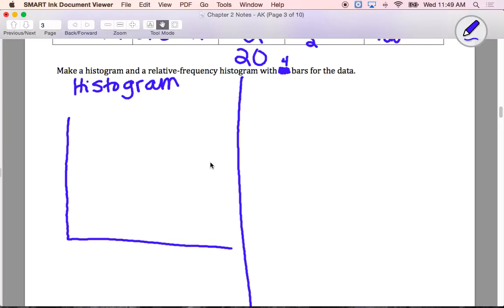And we need to make sure we label everything from our parts that we know. On your y-axis, so over here, this is going to be your frequencies. So in my table, my frequencies were 7, 8, 3, and 2. So I need to make sure I start at 1, 2, 3, 4, 5, 6, 7, 8. And I go up to my highest number.